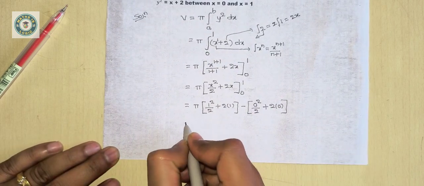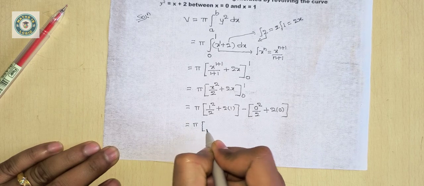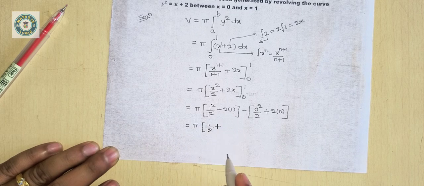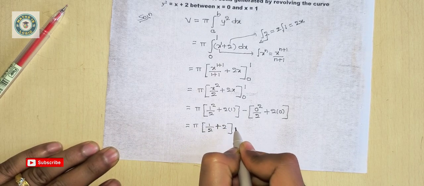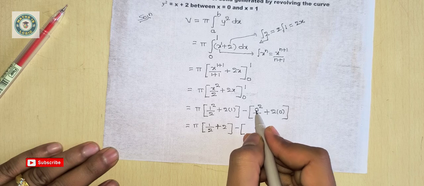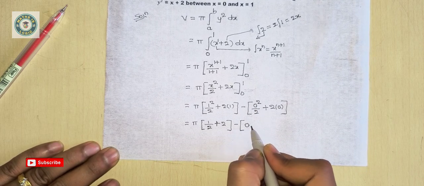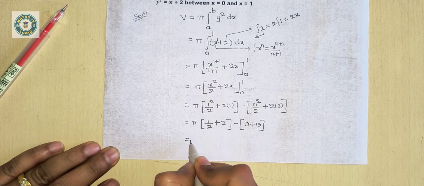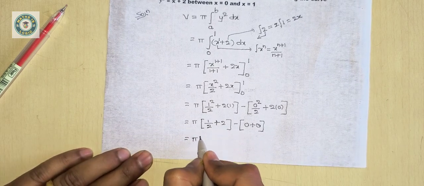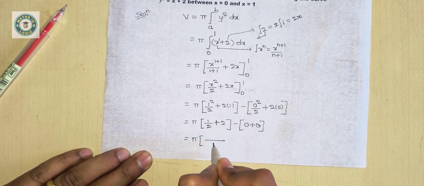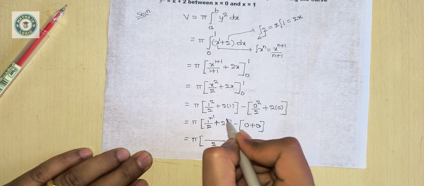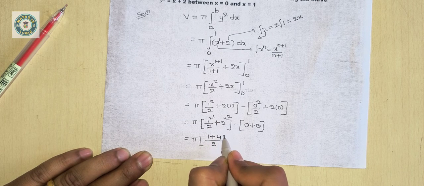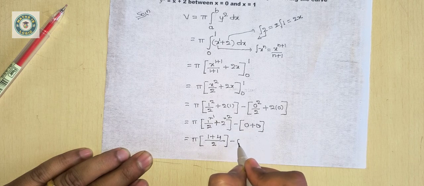Therefore pi as it is. So 1 square is 1 divided by 2 plus 2 into 1 is 2. 2 minus 0 square is 0. 0 divided by any value directly goes to 0, plus 2 into 0 is 0. Therefore it equals pi as it is. Next, you can take the LCM. The LCM becomes 2. So here multiply by 1, here multiply by 2. So 1 into 1 is 1, plus 2 into 2 is 4.